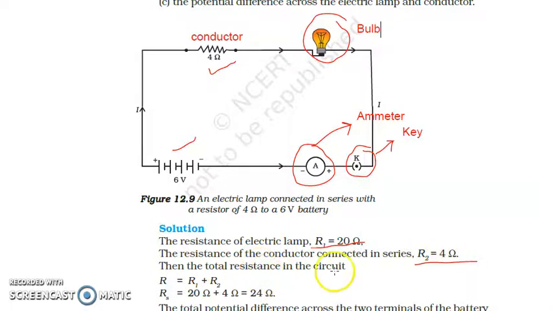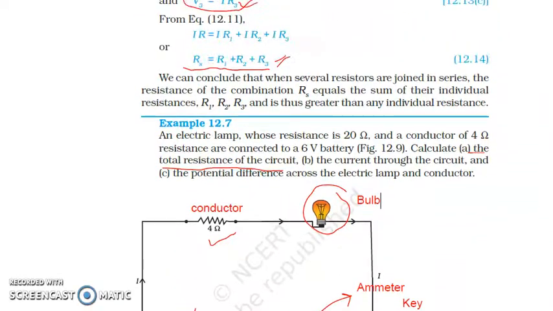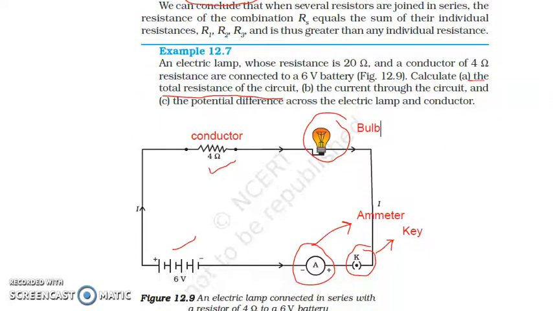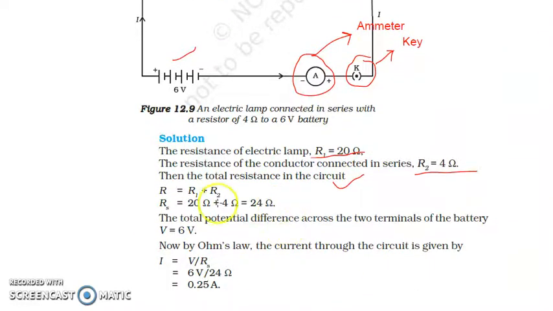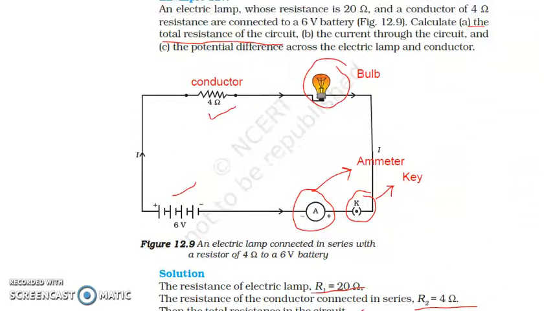Since both of them are connected in series, the total resistance in the circuit will be R is equal to R1 plus R2, where we have applied the same formula that we derived earlier in the first lecture. This formula, resistance in series, is given by RS is equal to R1 plus R2 plus R3. In this case, we have only two resistors, so we have taken this as 20 plus 4, that is 24.